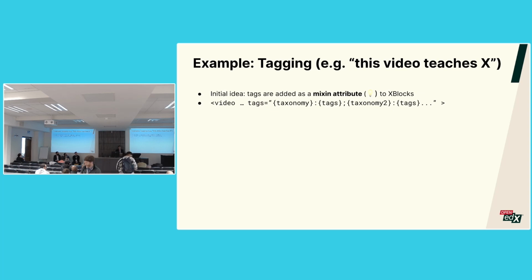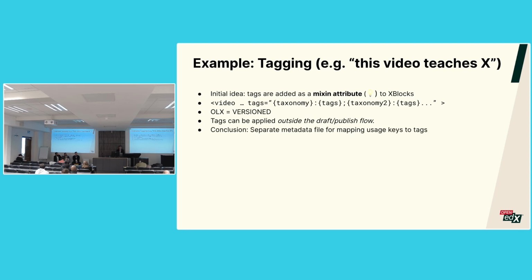So it would look like this. It would have a video tag, and in the video block, we would have a tags attribute, and it would list out the tags for this video. But again, this is versioned because it's in the OLX, and tags can be applied outside the draft publish flow. So this was not going to fly.